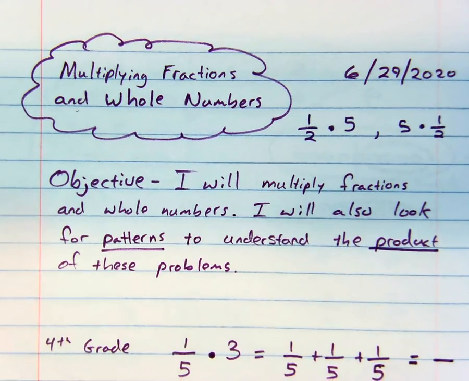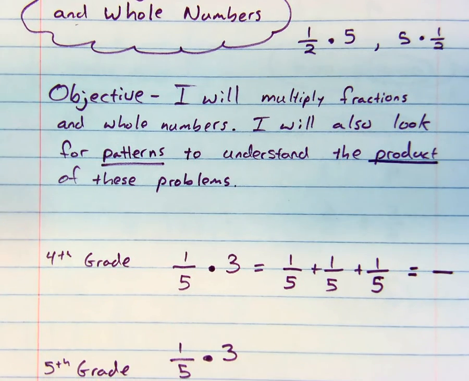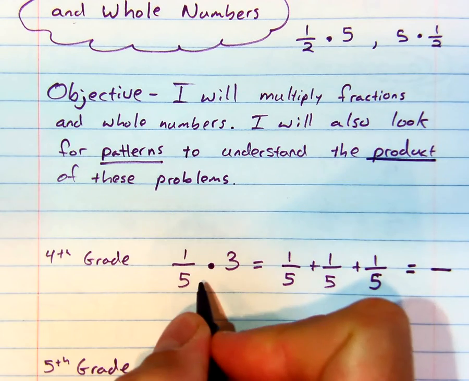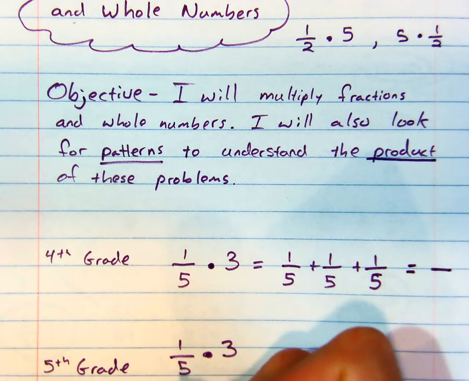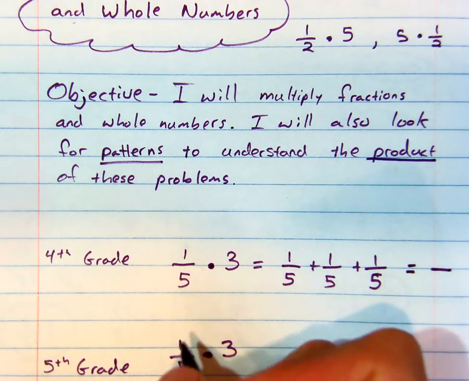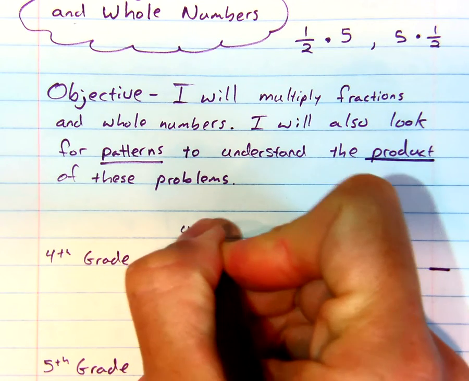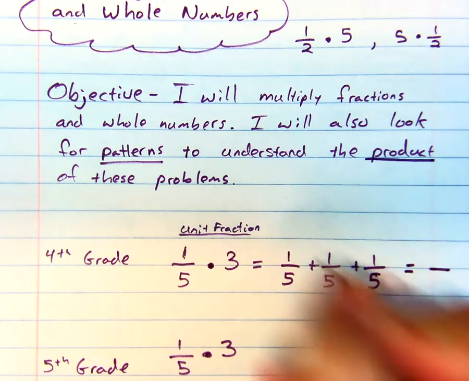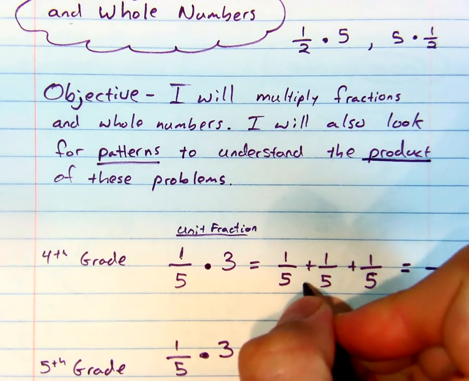All right, excellent. Now in 4th grade, you should have gotten this far. If you did not, this is a pretty easy concept to get. In 4th grade, you would have gotten a fraction with a 1 as a numerator. This is called a unit fraction. Anytime the numerator is 1, it's a unit fraction. And this is going to be really important vocabulary. So a unit fraction times a whole number can be interpreted through addition.